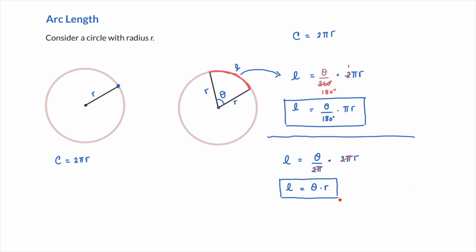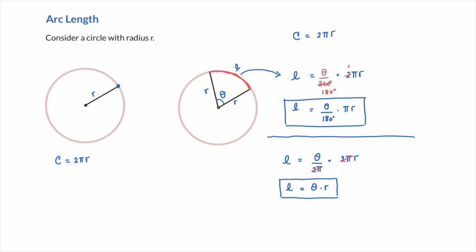So L equals theta, the central angle, this angle right here, times the radius of the circle. That is equal to the arc length, the length of any arc that you may want. It can be this big or slightly bigger, no matter what, as long as you know the central angle associated with that arc and the radius of the circle, you can find the length of any arc on that circle.